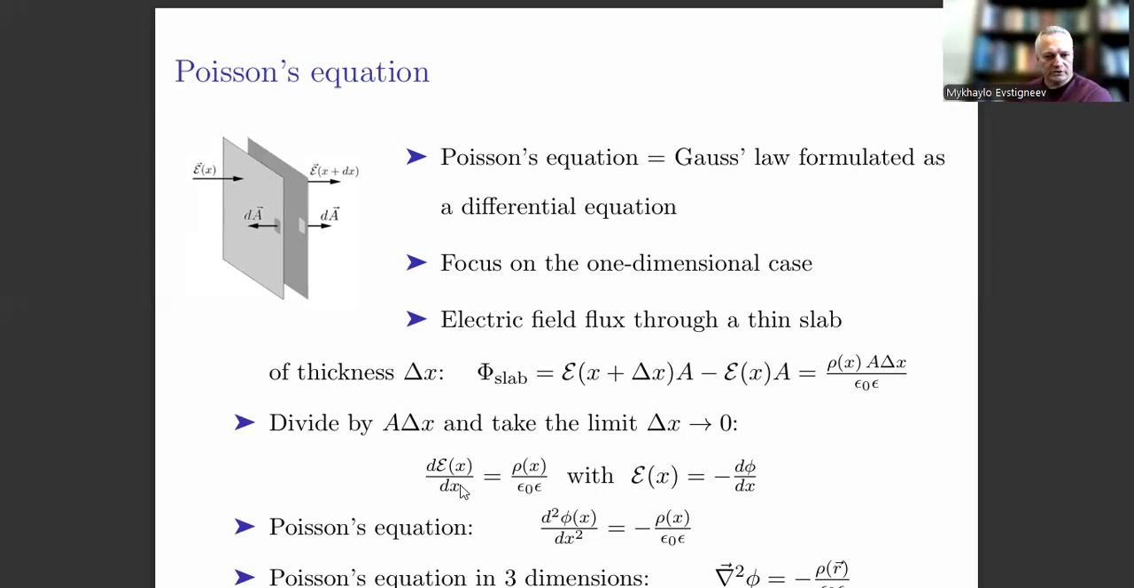But in 3 dimensions, Poisson's equation is essentially the same, only the second derivative with respect to x becomes the Laplacian. So it becomes the sum of the second partial derivatives with respect to x, y, and z. So d2 phi by dx squared plus d2 phi by dy squared plus d2 phi by dz squared equals minus rho of r, where r is the local position where you're evaluating the charge density and the second derivative of the potential as well, divided by epsilon naught epsilon. Okay, so now we have our Poisson's equation.